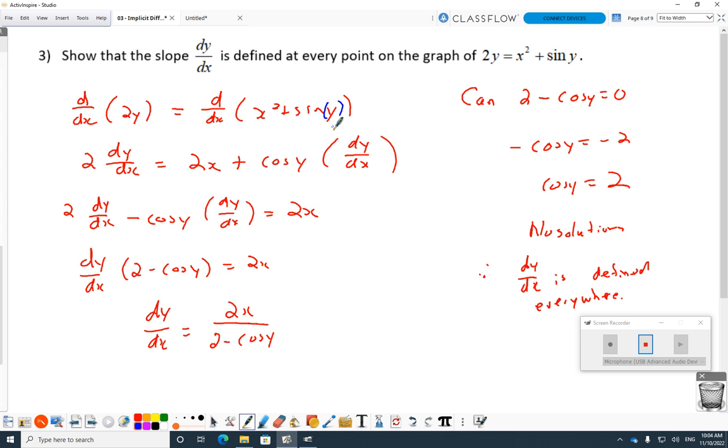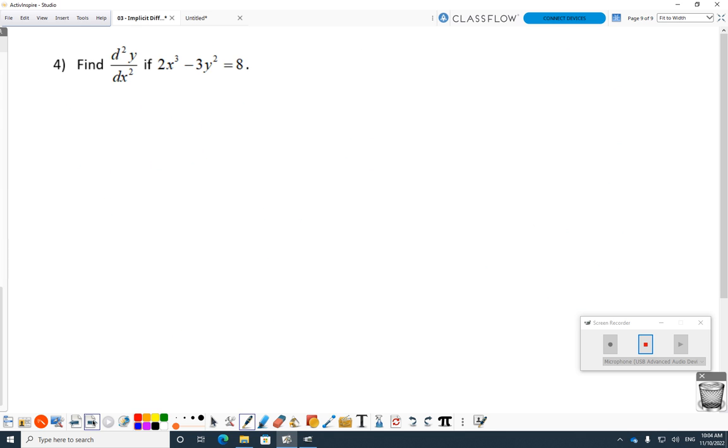One more crazy practice one. This is the one: d2y/dx squared, the second derivative. I'll get to that in a second. Let's just do the first derivative, and then we'll talk about the second derivative. So I want to do d/dx of both sides. 2x cubed minus 3y squared equals 8. I'll do the easy ones first. Derivative of 2x cubed is 6x squared. And over here, equal to 0.